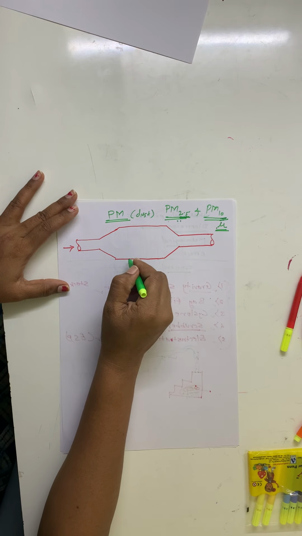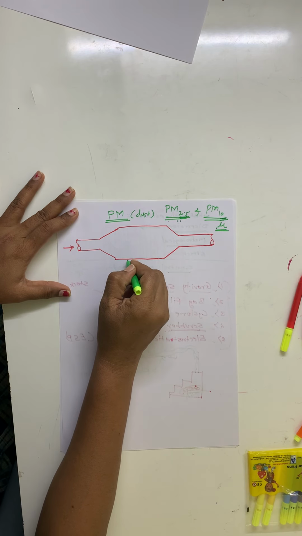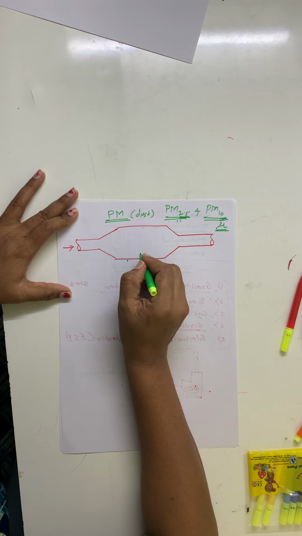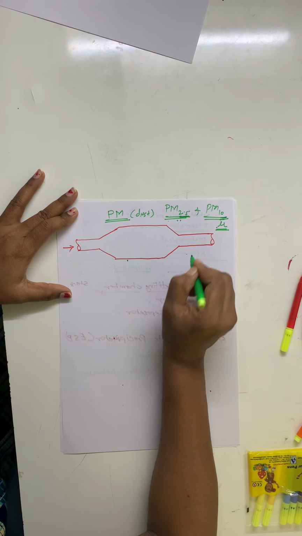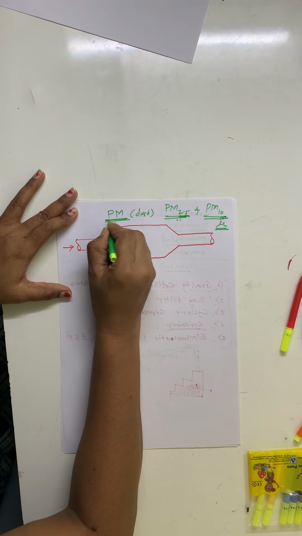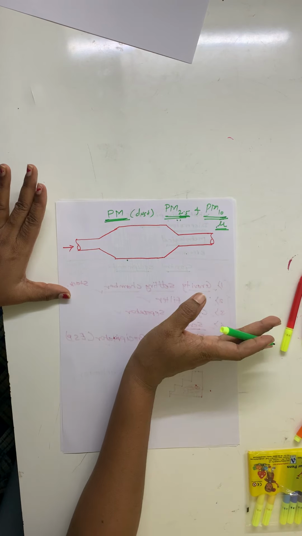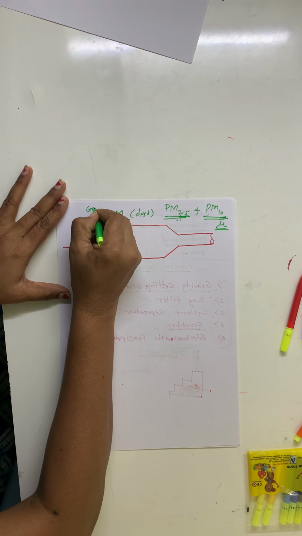Now this equipment I am telling you, a settling chamber, is the simplest type of equipment used for the collection of solid particles. That is nothing but particulate matter. It means this equipment is not going to be used for the gaseous pollutants.